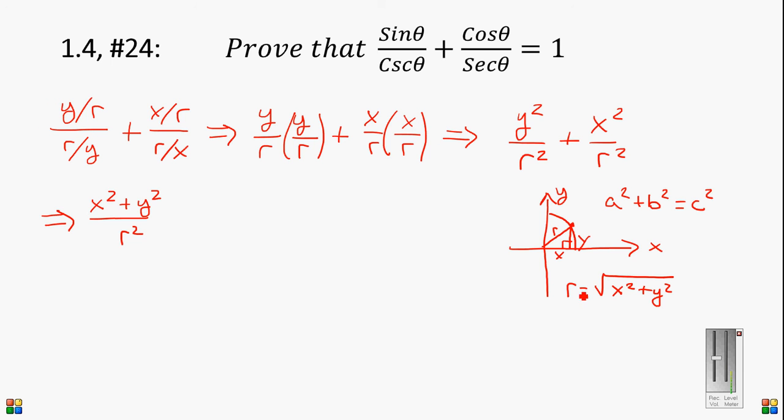It's also worth mentioning that if this is true, then isn't it also true that if I square both sides, r squared equals x squared plus y squared? Square this, you get rid of the radical, right? So that means that any place I see x squared plus y squared, it could be replaced by an r squared. So now I have r squared over r squared, which obviously is equal to 1. That is a mathematical proof.